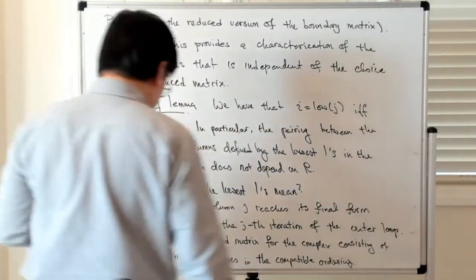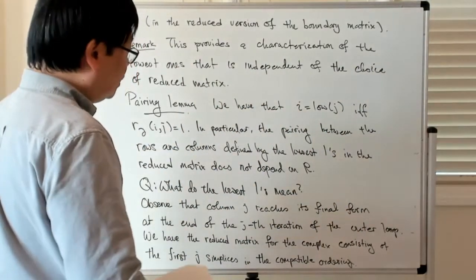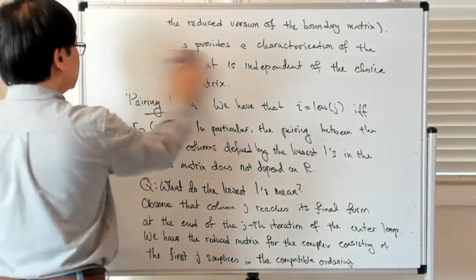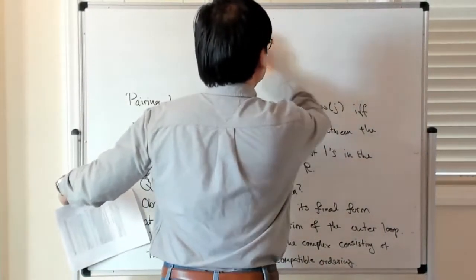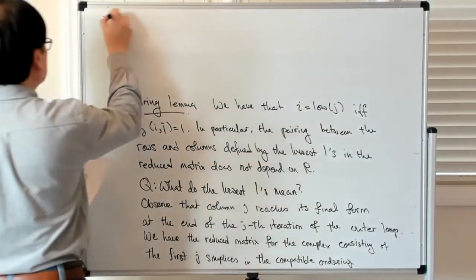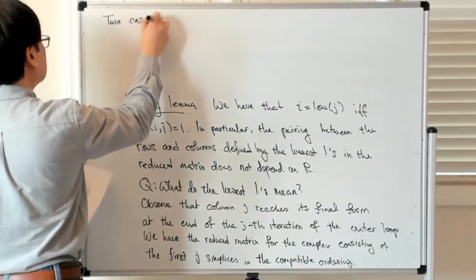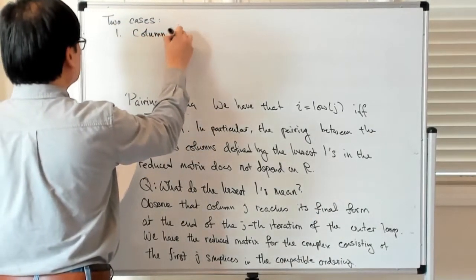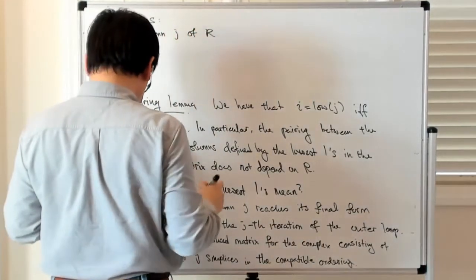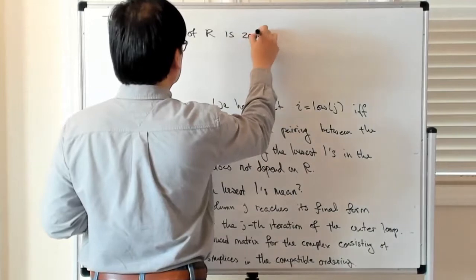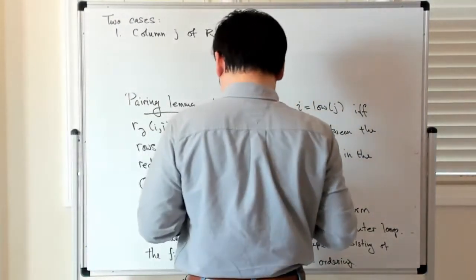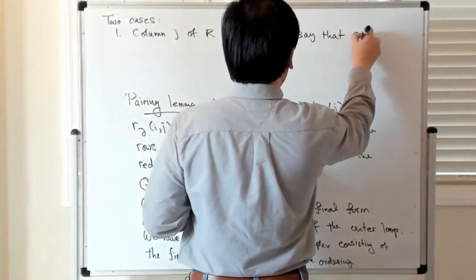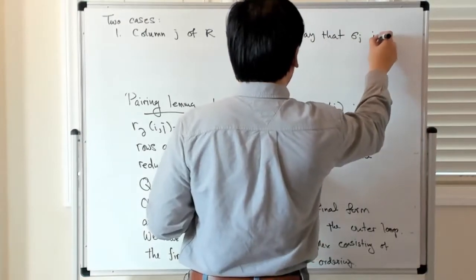So then we want to distinguish two cases, which is what happens to that Jth column, whether it is just a zero column or a non-zero column. So there are two cases. The first one is that column J of R is 0. Then we say that sigma J is positive.